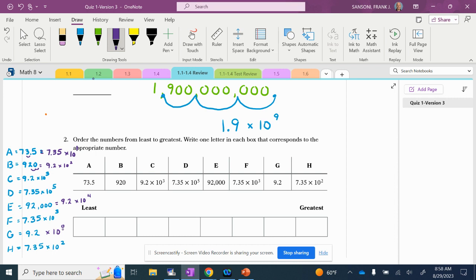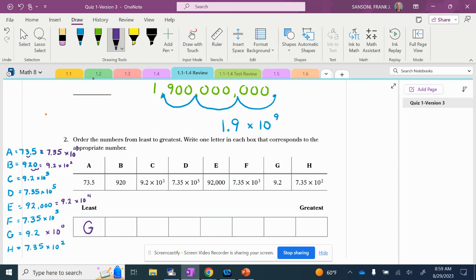So we're now set up to put this in our little row from least to greatest. So now look at your exponents. That's the first thing you look at. Whichever one has the smallest exponent, that's going to be the smallest number. And if I have two exponents that are the same, then I have to look at the initial number, and that will determine which of those two or which of those three is the smallest number. So look at all your exponents. Which letter has the smallest exponent? G. So G is our smallest number.